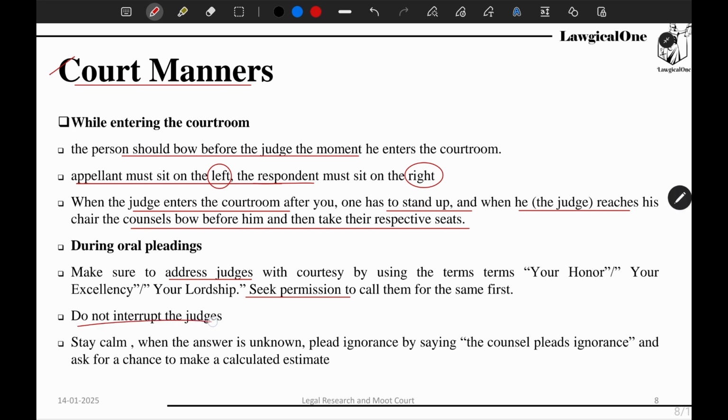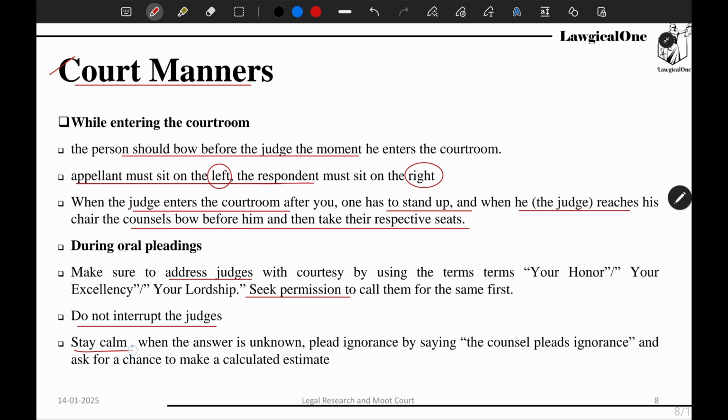Okay, do not interrupt the judges. Very important, when the judge is asking you questions, do not interrupt them. Okay, let them finish the question, take a moment, and then calmly answer the question. Okay, you will be asked a lot of questions by the judges, and how calm you are, how well you answer that question is very important, and it matters.